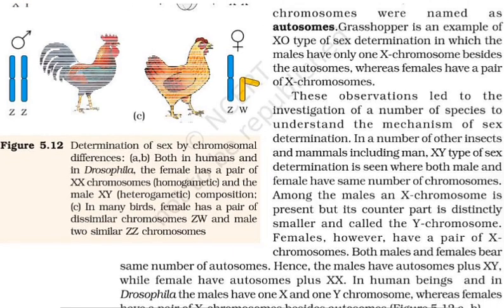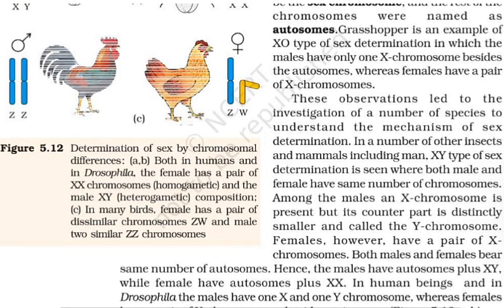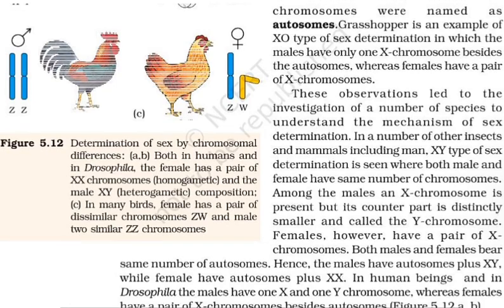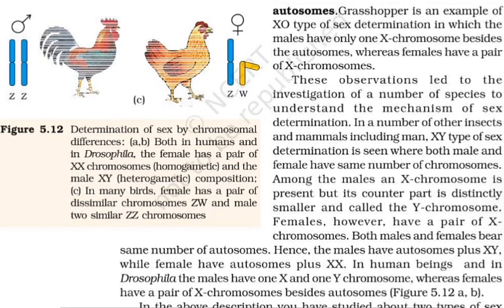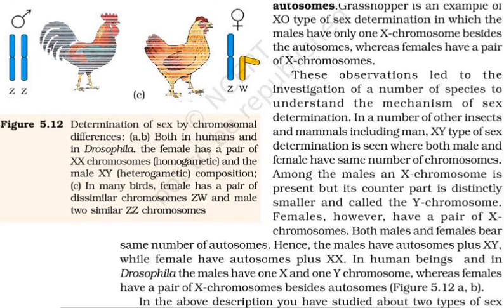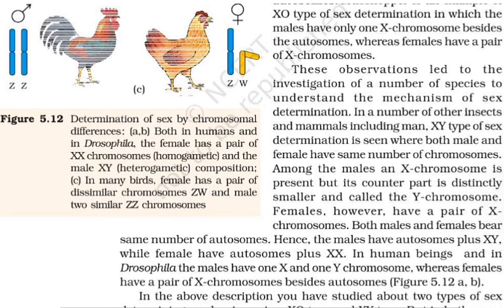The initial clue about the genetic chromosomal mechanism of sex determination can be traced back to some of the experiments carried out in insects. In fact, the cytological observations made in a number of insects led to the development of the concept of genetic chromosomal basis of sex determination.